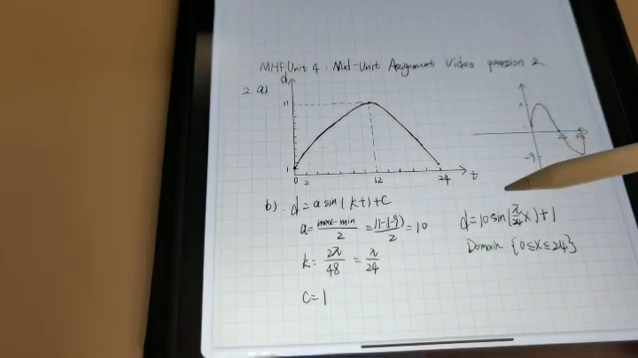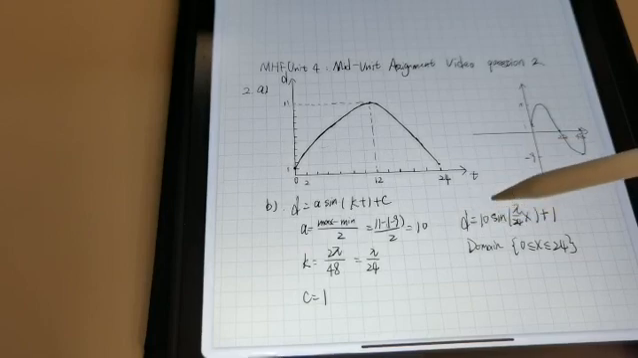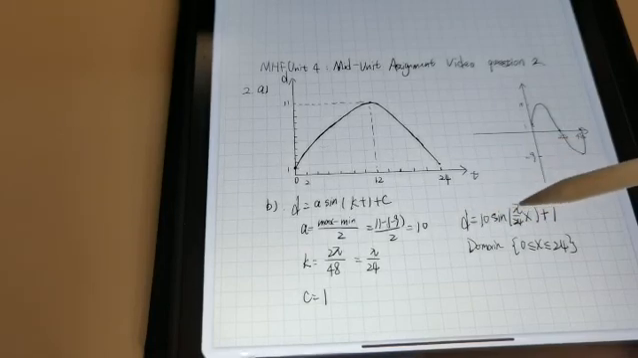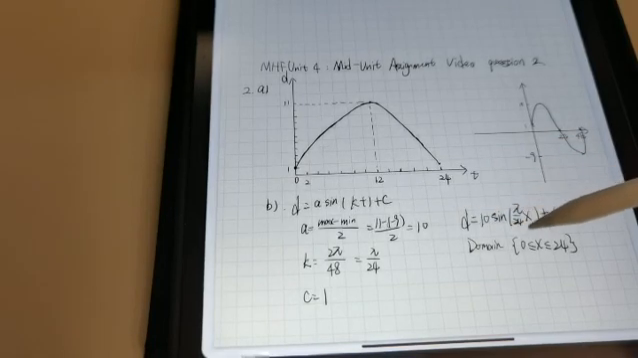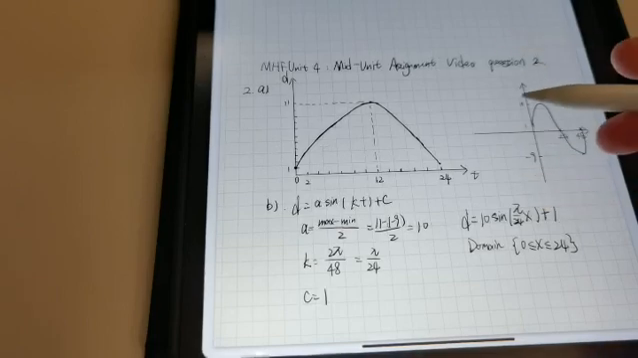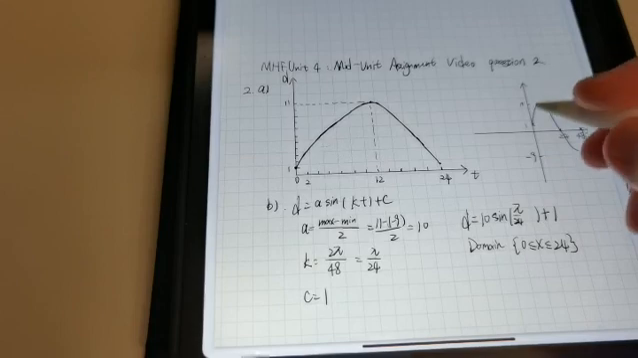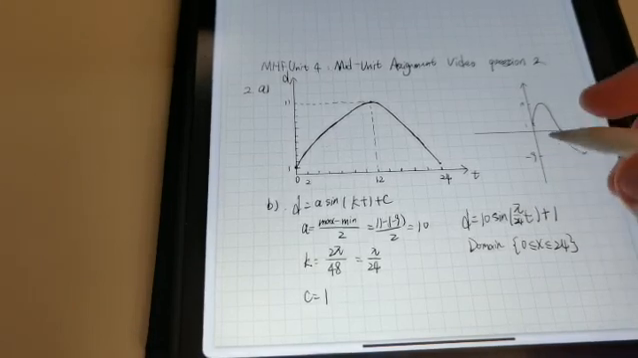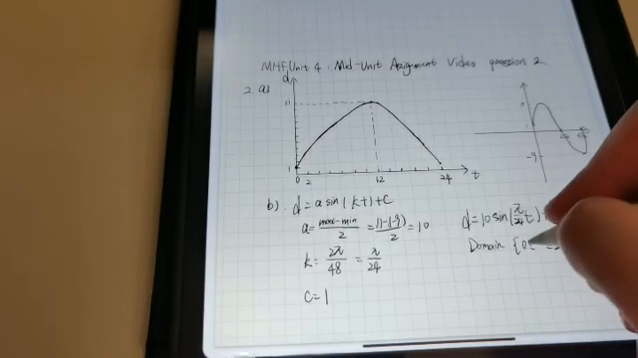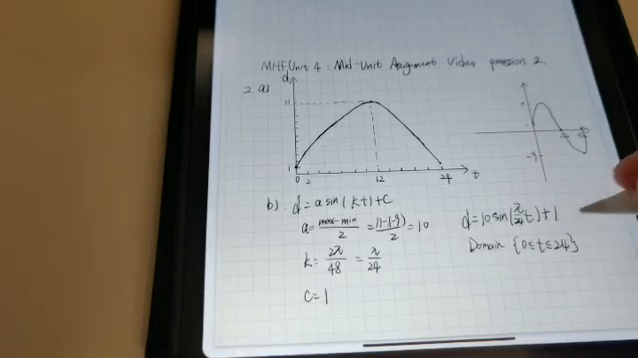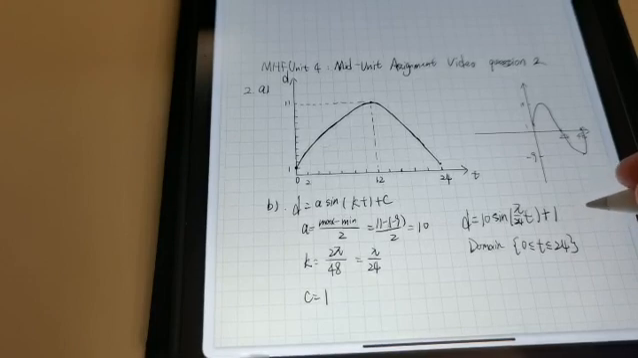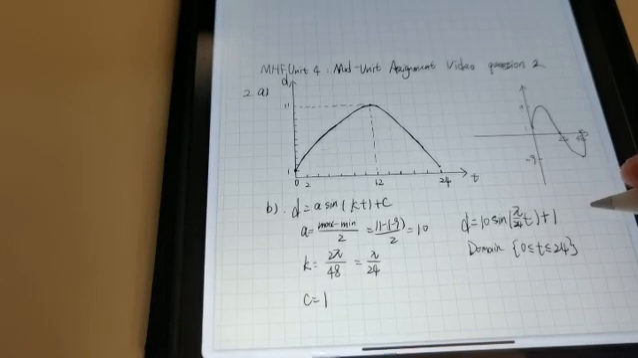So the equation would be d equals 10 sine of pi over 24 x, plus 1. We can change x to t: d equals 10 sine of pi over 24 t, plus 1, and the domain of t is t greater than or equal to 0 and less than or equal to 24.